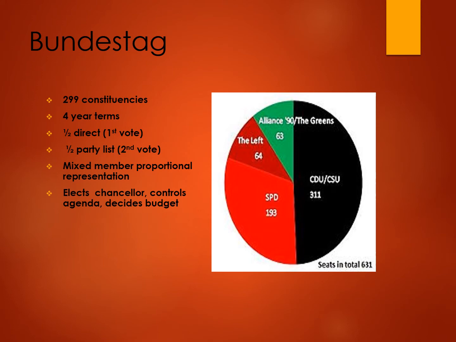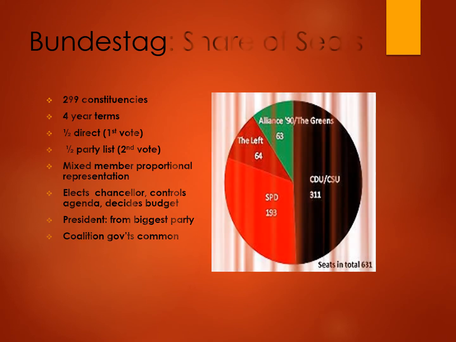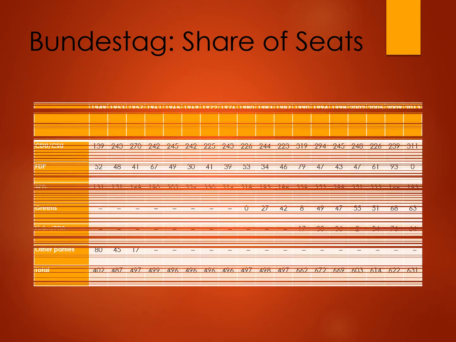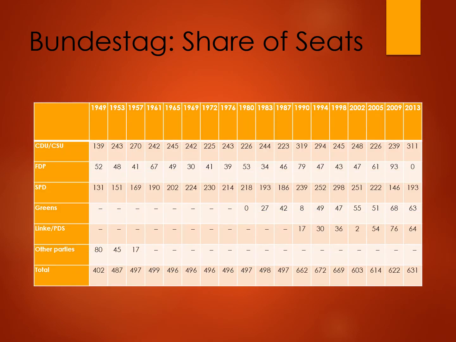And the Bundestag elects the chancellor, controls the agenda, and decides the budget. The chancellor is elected from the biggest party, and coalition governments are common. In this table, you will see, since 1949, the number of representatives elected to the Bundestag by political party.